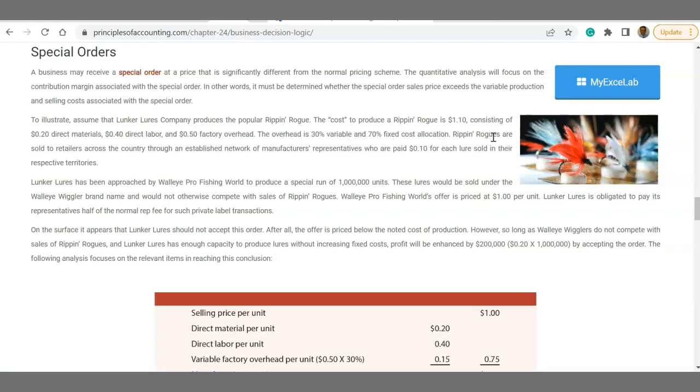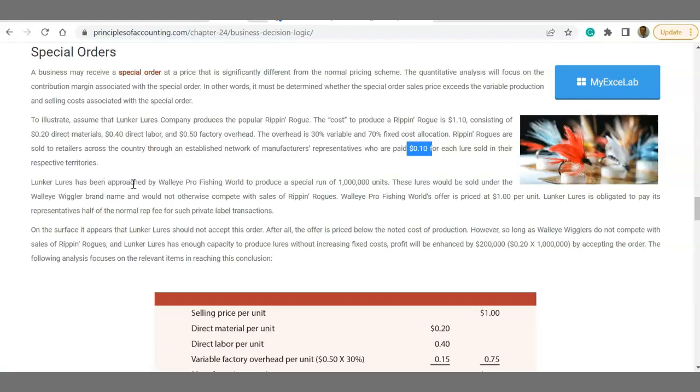Ripping Rogues are sold to retailers across the country through an established network of manufacturers' representatives who are paid 10 cents for each lure sold in their respective territory. So, okay, the commission is 10 cents. That's selling expense. Okay, variable selling expense.